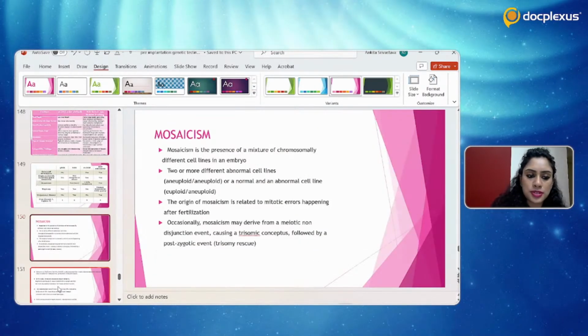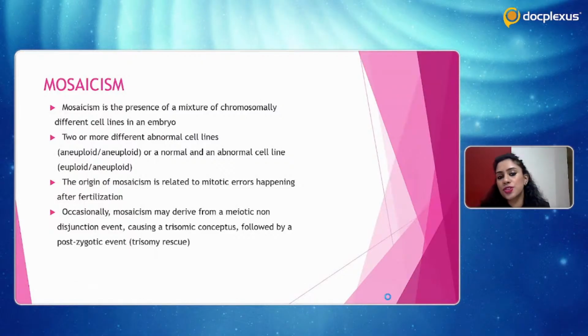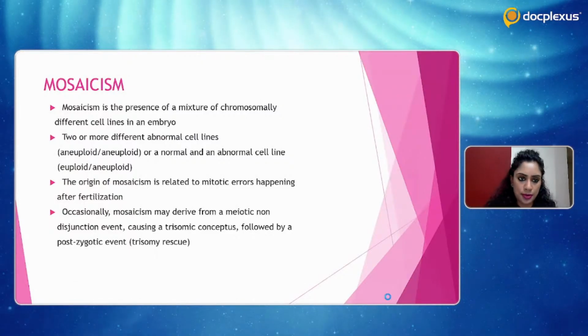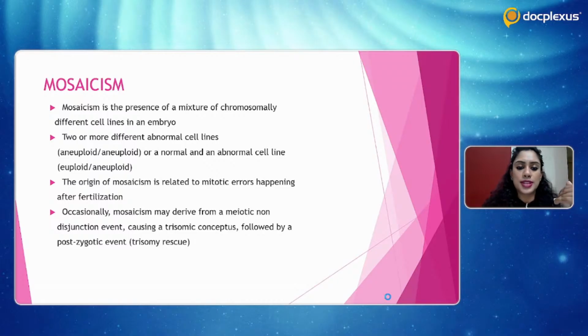Before we finish and close, briefly about mosaicism. Mosaicism is the presence of a mixture of chromosomally different cell lines in an embryo. Two or more different cell lines can be aneuploid as well as normal, or an abnormal cell line can be there, wherein you have euploid and aneuploid together. The origin of mosaicism is related to mitotic errors happening after fertilization. Occasionally, mosaicism may derive from a meiotic non-disjunction event causing a trisomic conceptus, followed by a post-zygotic event, which is a trisomy rescue.